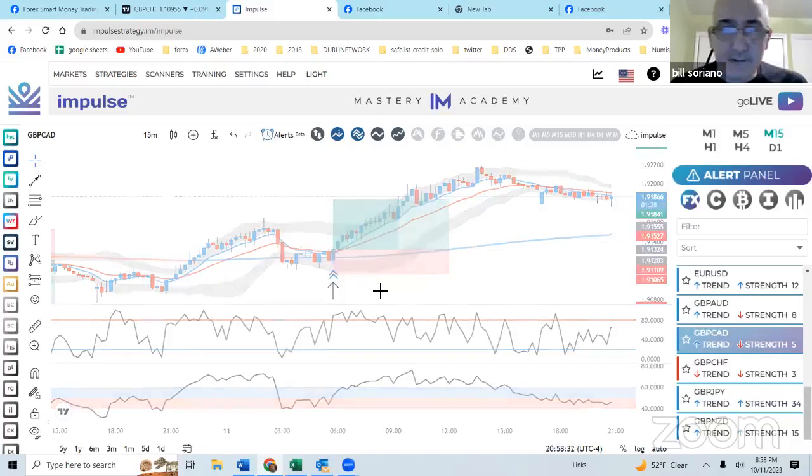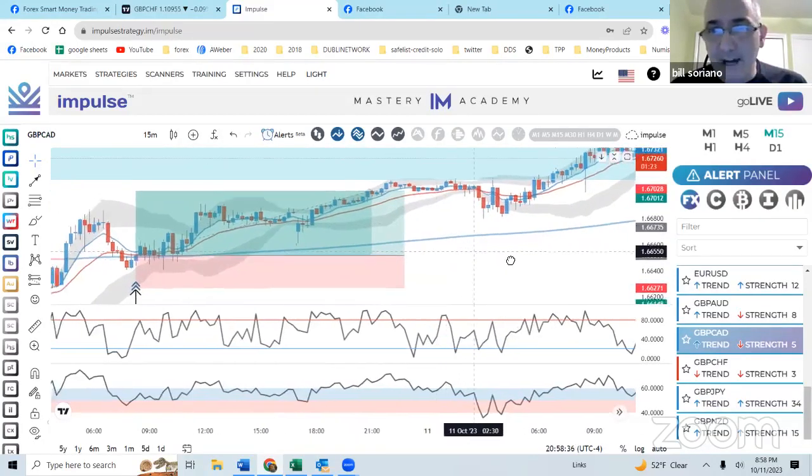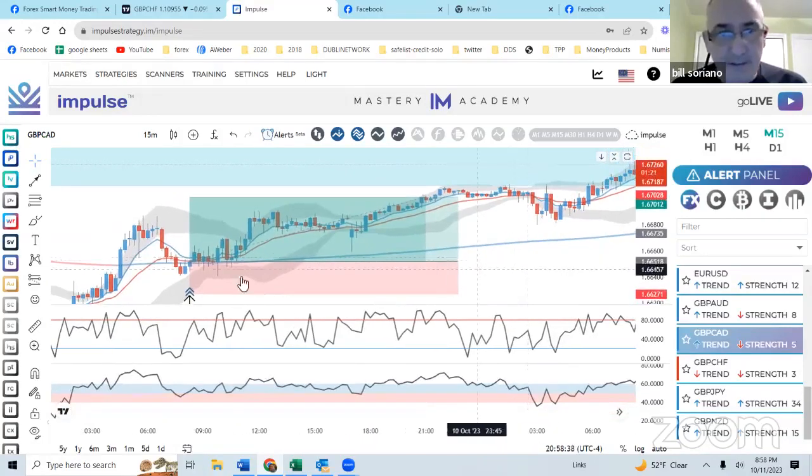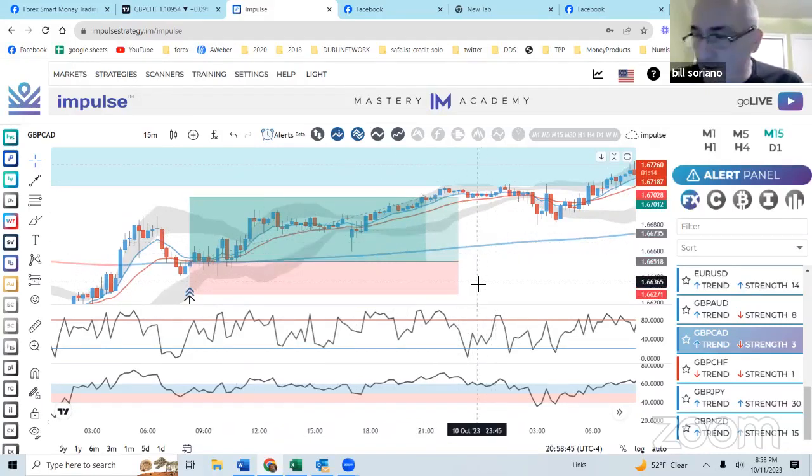As you could see, you can maybe just focus on certain pairs that you like, maybe the top 5, maybe the major Forex pairs. I don't know, because you're going to get a lot of trade opportunities with this strategy here. There's another winning trade.